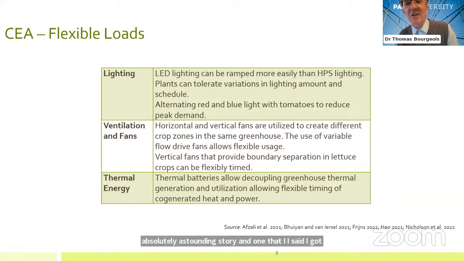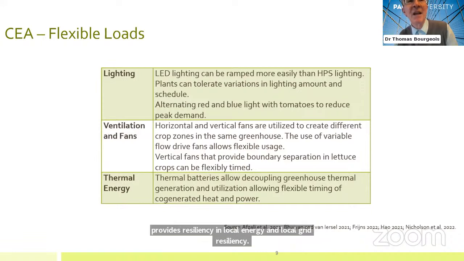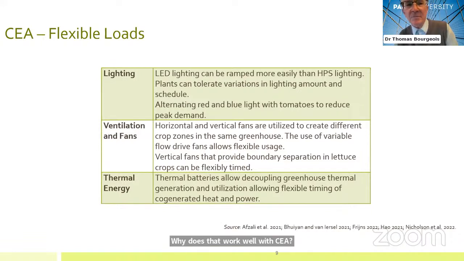So now I'm going to try to join together these two concepts. Why does on-site power, which provides resiliency and local energy and local grid resiliency, work well with CEA? CEA has flexible loads. The greatest source of energy use in controlled environment agriculture is the lighting. Now, in a greenhouse, the lighting can be ramped up and down, and you can use different lighting strategies. There's a lot of research going on around the world on this topic, using alternating red and blue lights. That's been found to reduce the energy usage by some 20% while increasing the output.